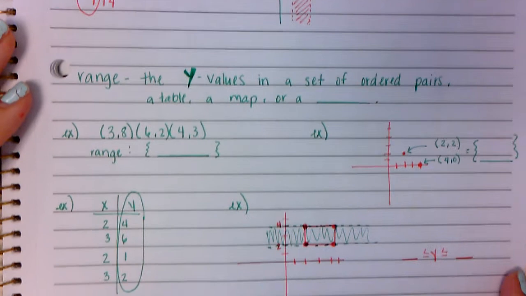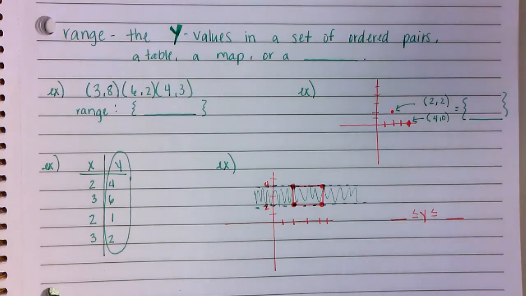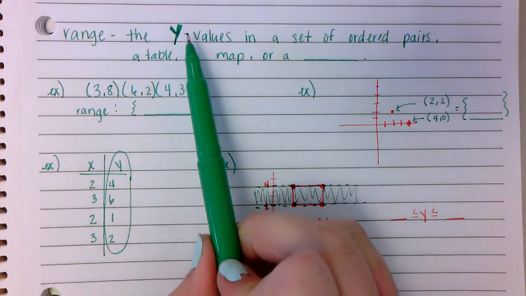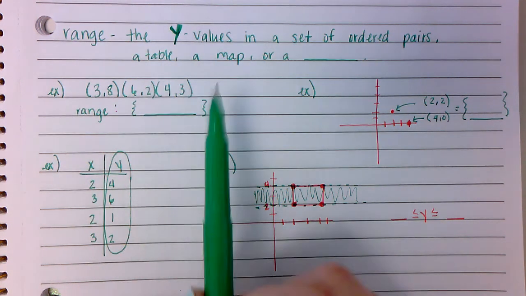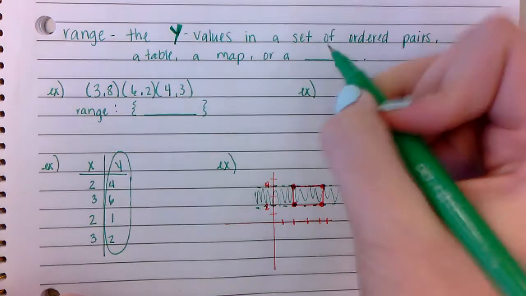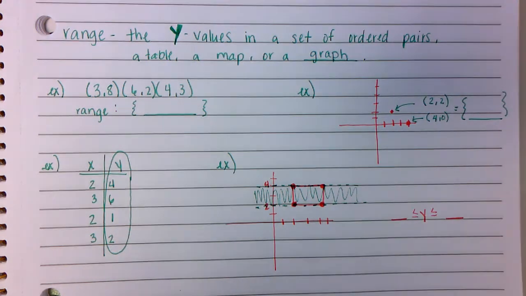So let's look at the range real quick. It's the same thing, but now we're going to be talking about the y-axis. So what is range? Range is the y values in a set of ordered pairs, or the y values in a table, or the y values in a map, or the y values in a graph, right?